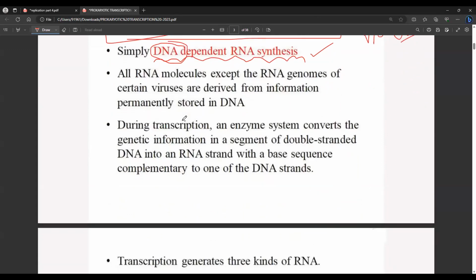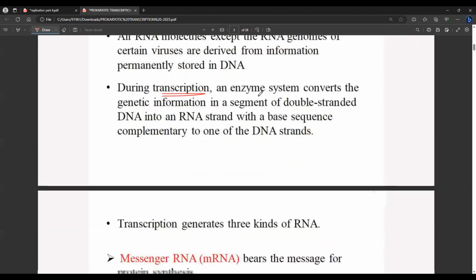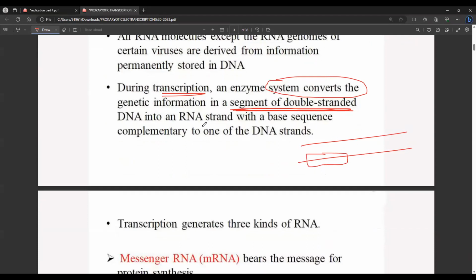Now, every one of you, look at this line, what we have written here. Try to understand this particular line. Listen, everyone. During the process of transcription, every student remember, an enzyme system converts a small amount of information. The information present in a small segment of the DNA. So this is the DNA. A small segment of the DNA is converted into RNA.